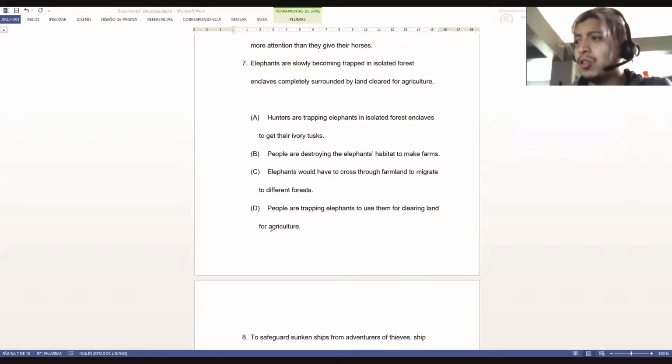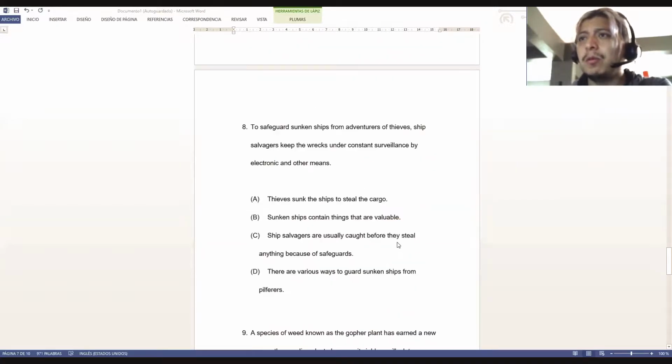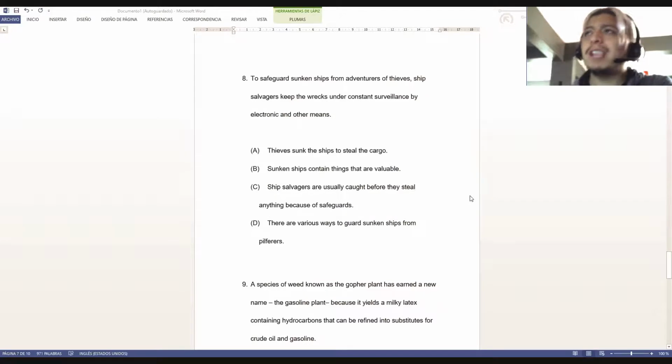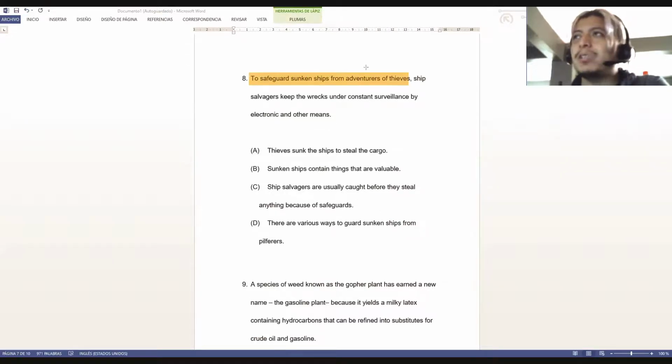We're about to finish. We have like 3 more. To safeguard sunken ships from adventurers or thieves, ship salvagers keep the wrecks under constant surveillance by electronic and other means. So again, what do we have? We start with an adverbial phrase: to safeguard sunken ships from adventurers and thieves. In this case, we don't really have a verb or a subject. This is just an adverbial phrase.